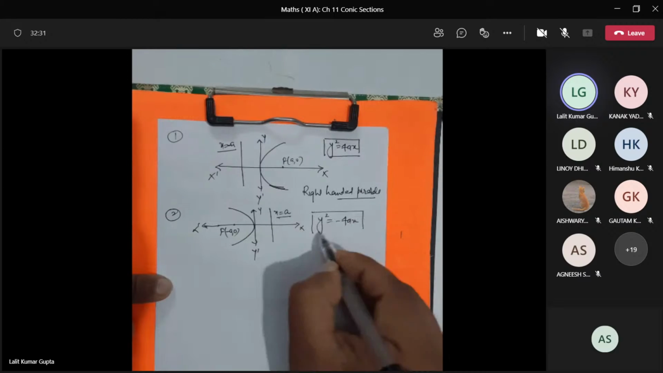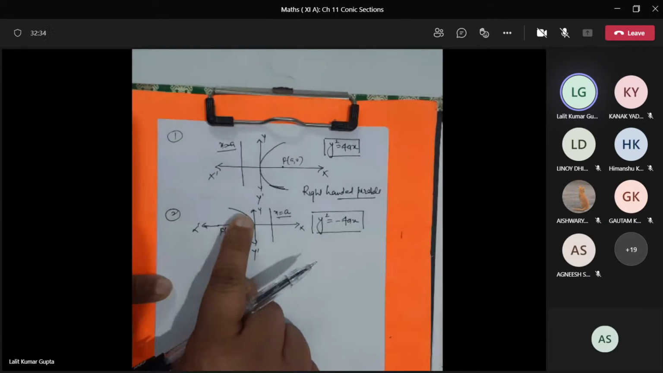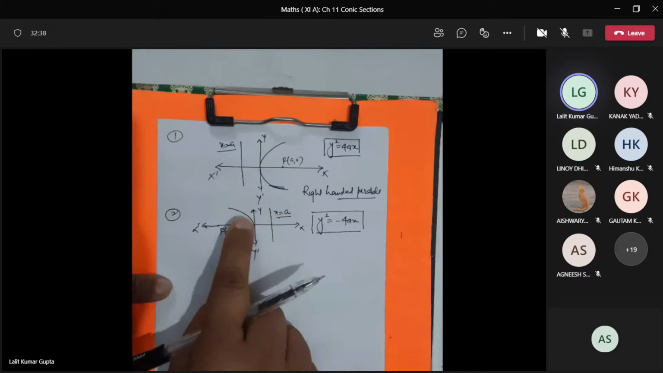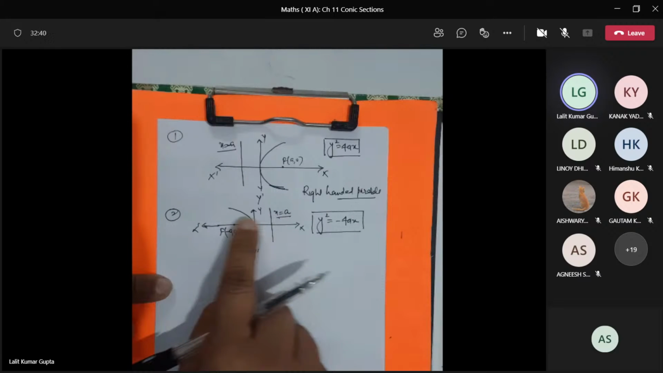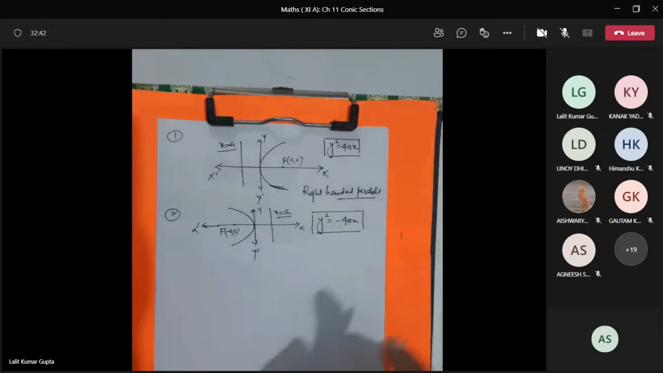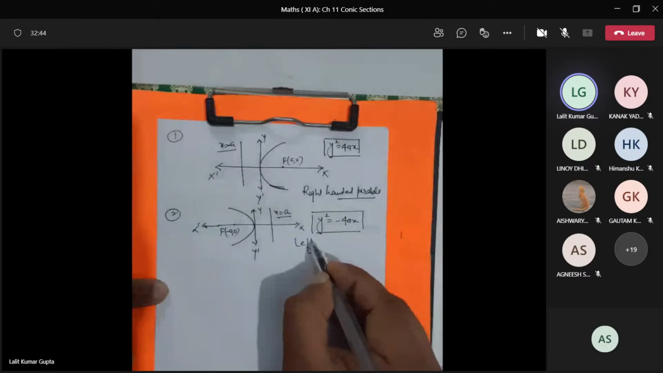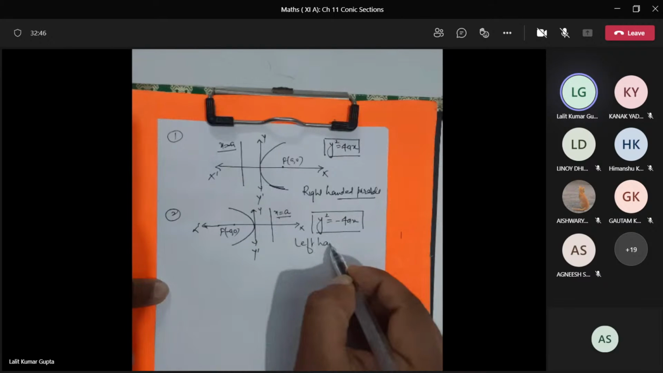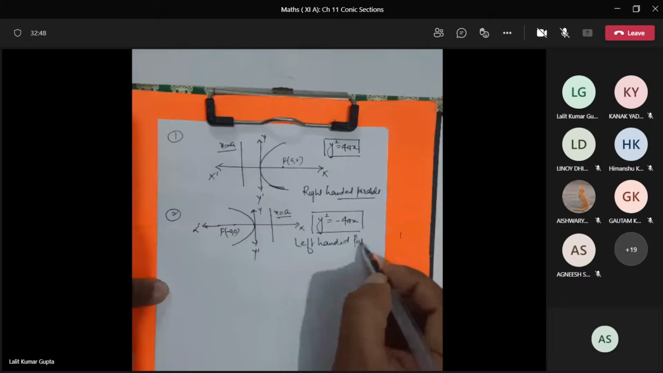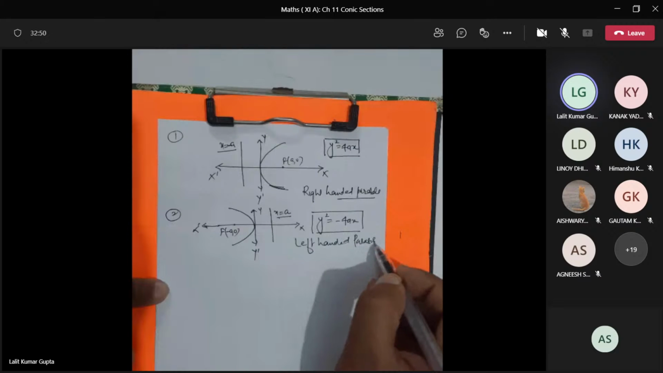If we simplify by definition, the set of all points which are equidistant from a fixed line and a fixed point, simplify and you will get y square equal to minus 4ax. And this is known as a left-handed parabola, which means a left-side open parabola.